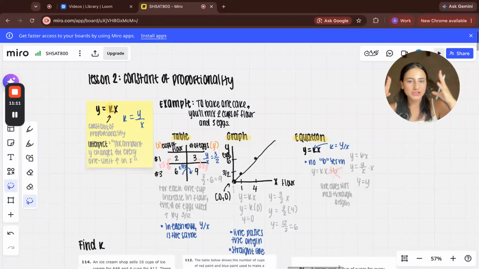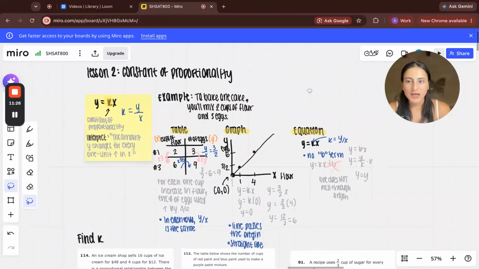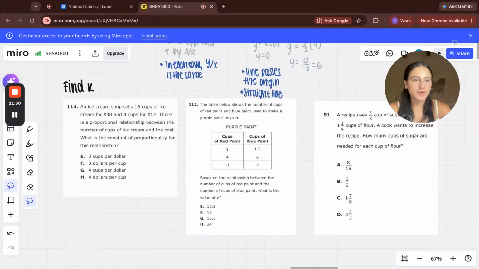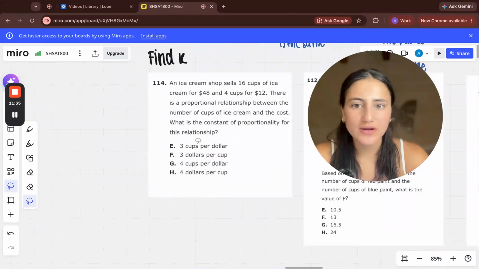I broke this up into three sections: table, graph, and equation, because that's the way it's going to be expressed in the SHSAT questions. So without further ado, let's start working on the first section. And remember that as I go through them, pause where you need to, try doing it by yourself first, and then you can come back and we'll do it together.